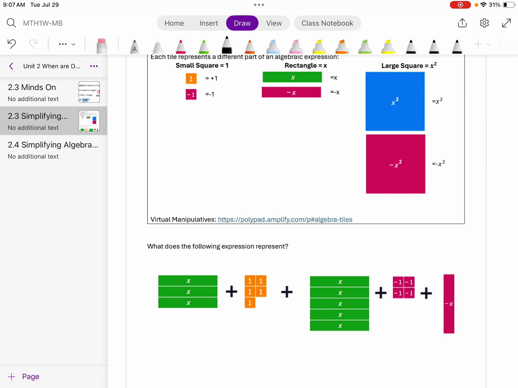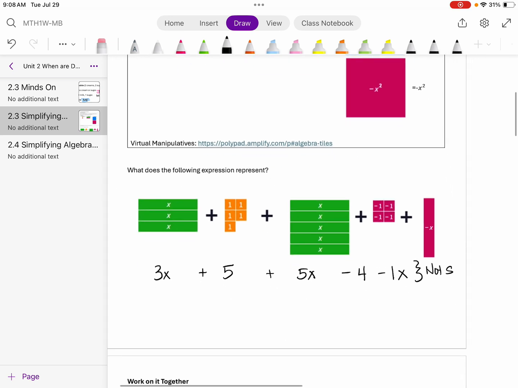So if I'm thinking about this, okay, this piece is 3x. This 5 orange tiles is just a unit tile, so it's plus 5. Then I have these green x tiles, so I've got 1, 2, 3, 4, 5 of them, so plus 5x. These negative tiles, so I've got minus 4. And then I have minus 1x tile, and you can choose to write the 1x in front, but you don't have to. Okay, so this would be just the algebraic representation, and it's not simplified in this case.